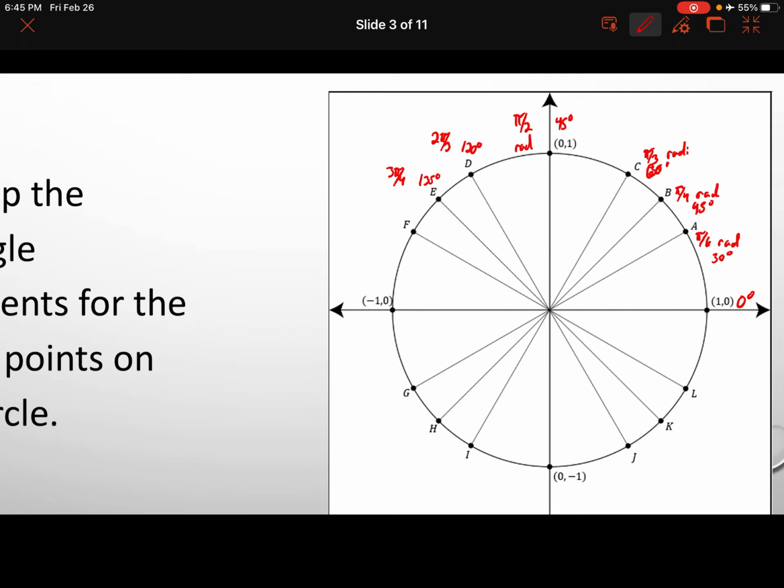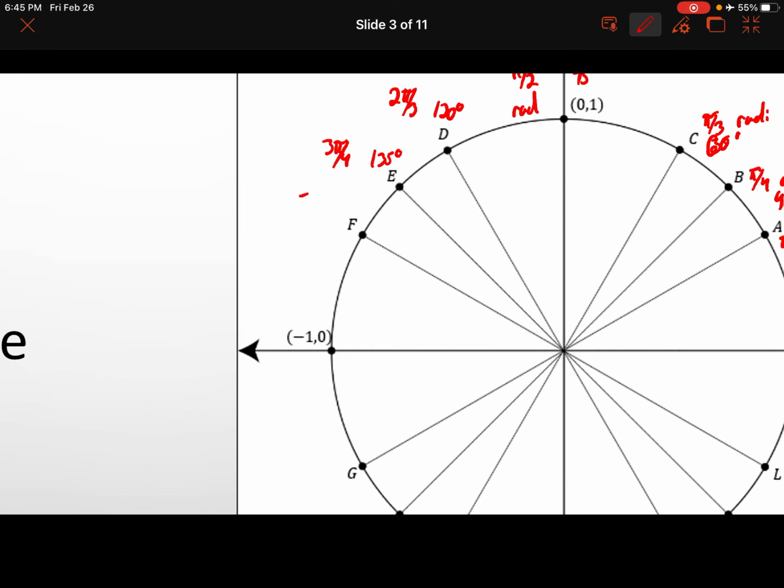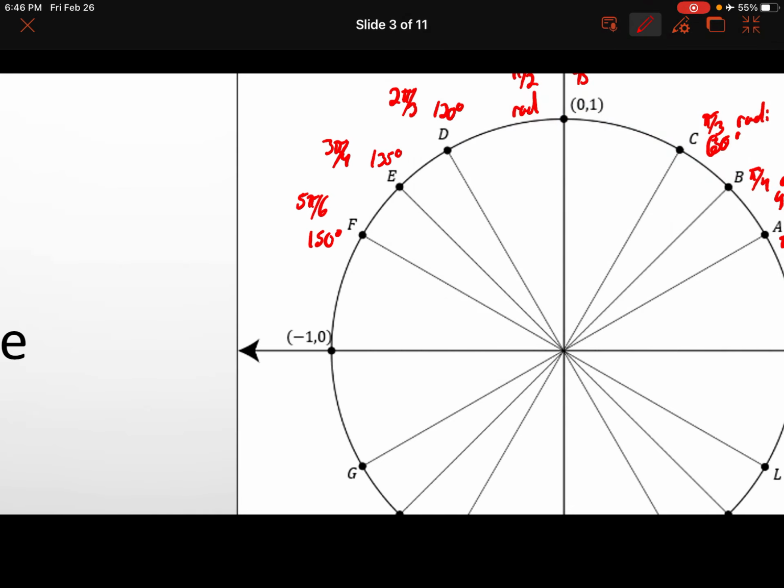Point F is going to be, can I zoom in more? Yeah, there we go. Point F is going to be 5 pi over 6 radians, or 150 degrees. Now we move on to negative 1, 0, the point negative 1, 0. That's going to be pi radians, because it's half a circle. And we know half a circle is 180 degrees.